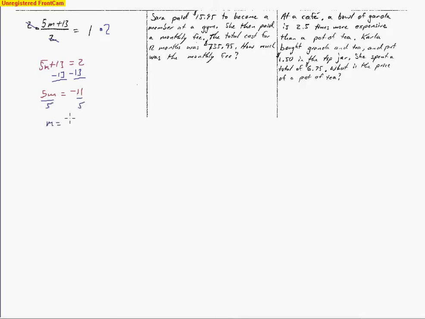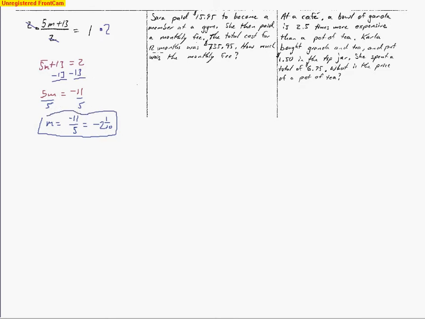And you can leave this as negative 11/5 if you want, because there's no common factor. I'm fine with that. If you do the division, that's fine with me as well. Negative 2 1/10, negative 2.1, any of those answers will do.